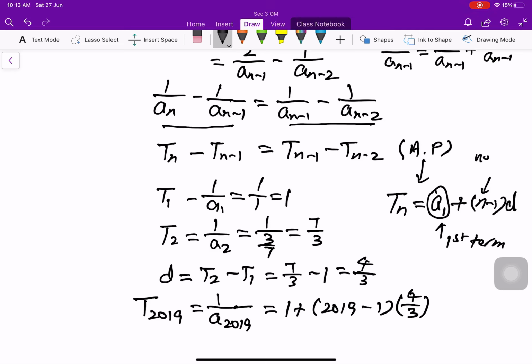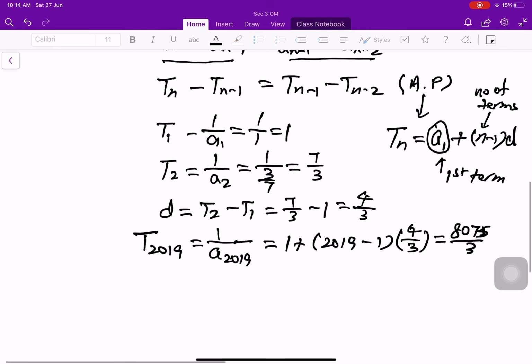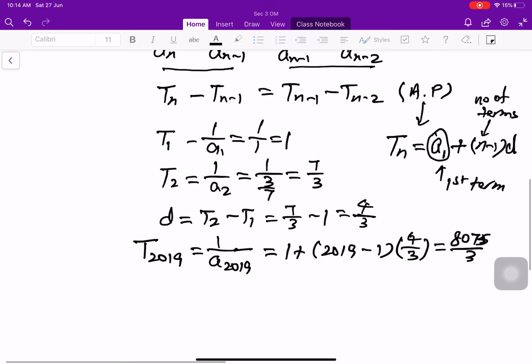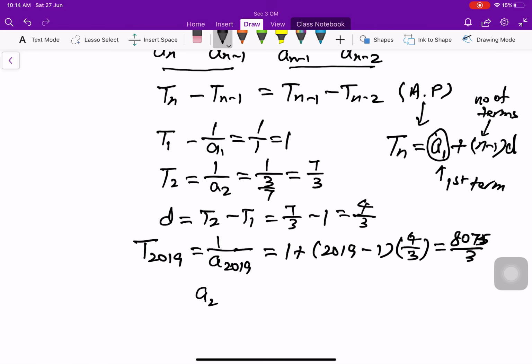N is the number of terms, and D is the common difference. Therefore, with that, can you see that what you get here is actually 8075 divided by 3. To answer the question, your A 2019 would be just equal to 3 over 8075. And hence you got the answer.